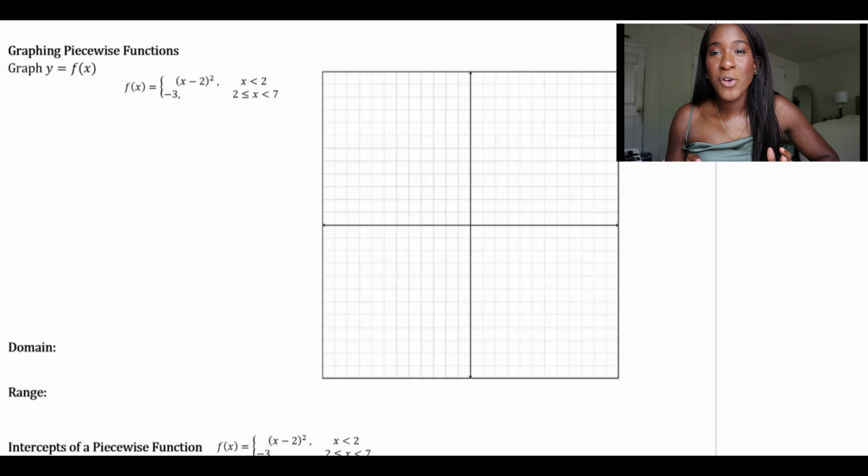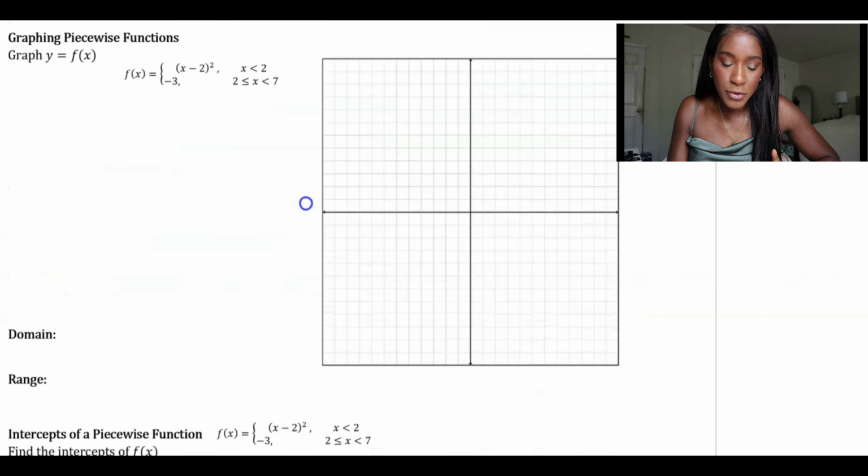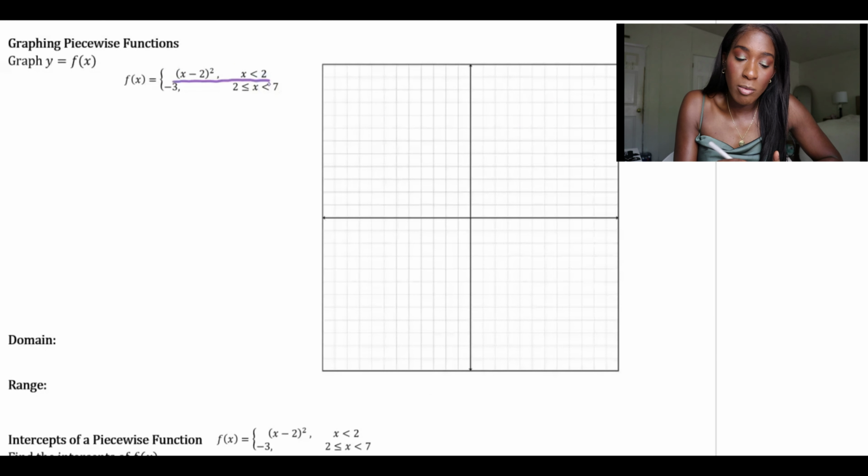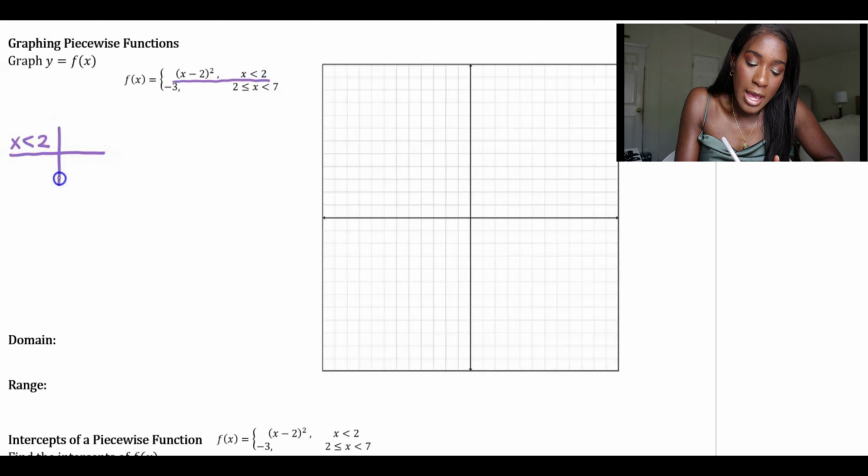Continuing in this example, we are now going to graph this piecewise function. So I'm going to do that the same way I did for example 1. I'm going to make two tables. Just want to stay consistent with my colors. Okay. I'm going to make a table for the first piece. But in that table for the first piece, we have the restriction that x is less than 2. And we have the function x minus 2 squared.